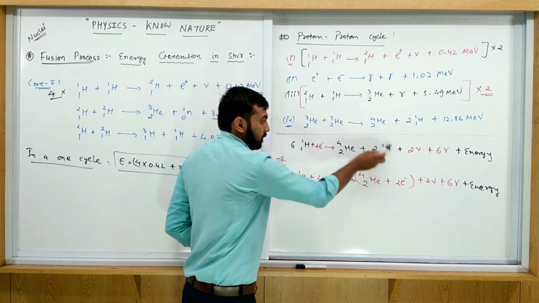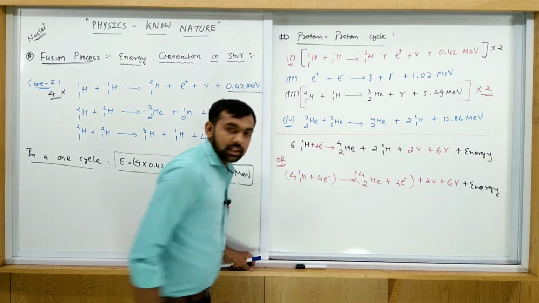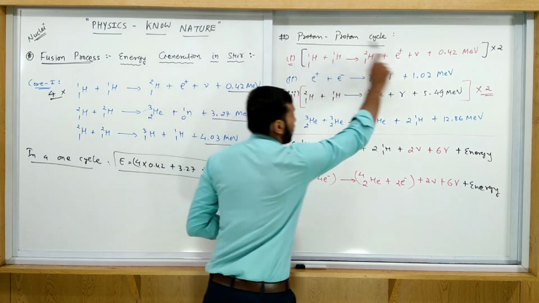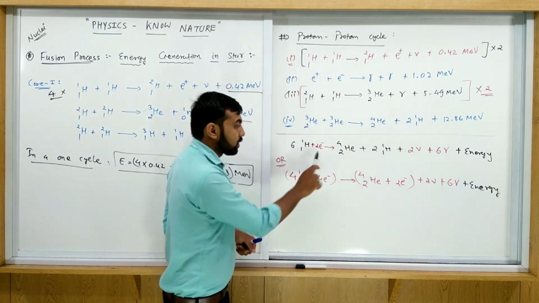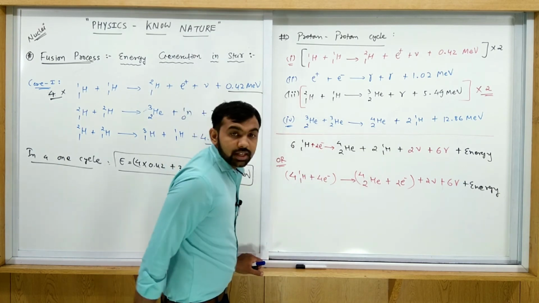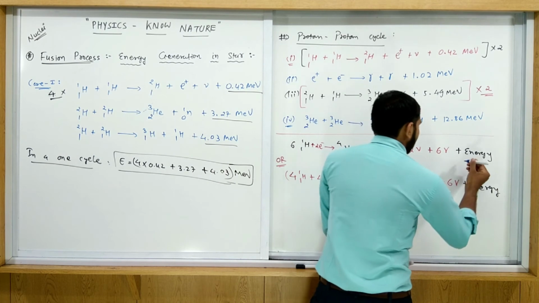You cancel out this one. Then you just write here 4 hydrogen. Both are the same. So how much energy? After putting all these values here, you get the final answer like this. Okay. So how much energy will be released here? So this energy is 26.7 MeV.